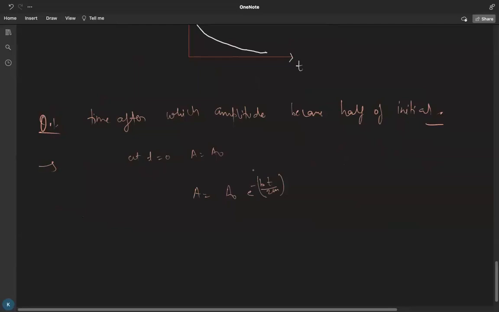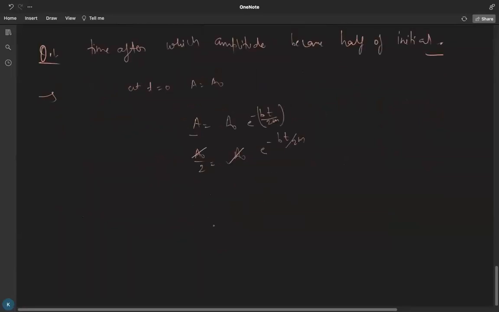And what is given is that you have to find the time when the amplitude is half of the initial. So A is actually half of the initial, which is A naught by 2, equal to A naught e to the power minus bt by 2m. So this and this get cancelled. Take the log on both sides.